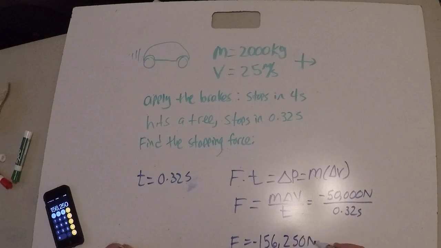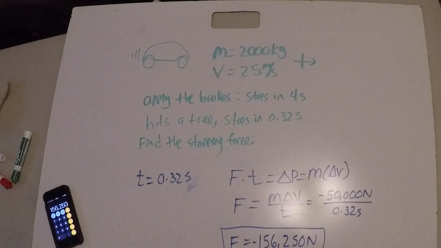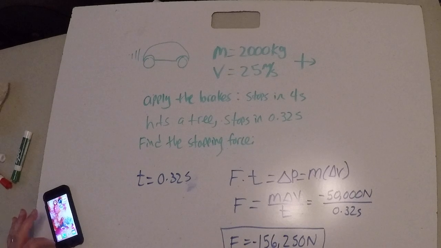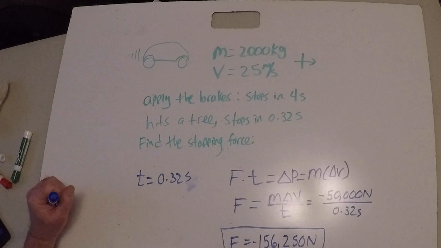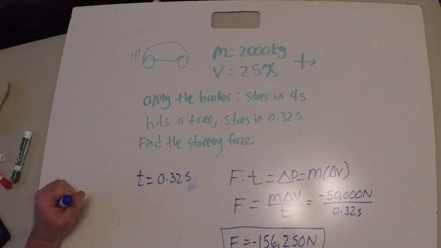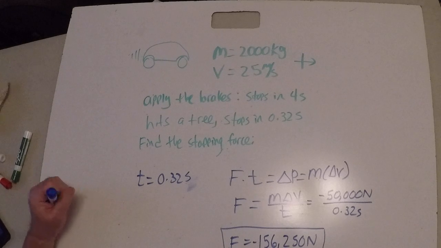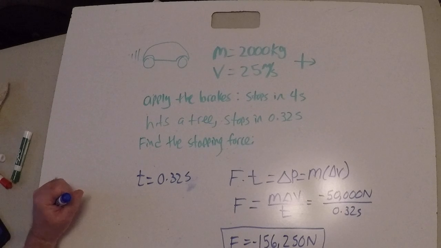This comes out to be 156,250 newtons. And so notice that the force that was required to stop that car when it hits a tree became much greater than the force that it took to stop it with the brakes. And you might expect that. The reason is not because the momentum difference was any different, because it wasn't. It's because it took so much less time for the car to be stopped by the tree.